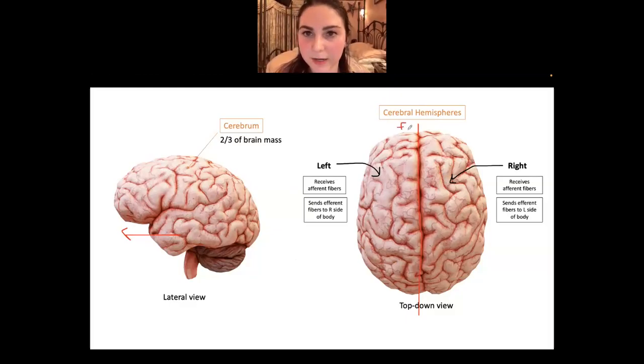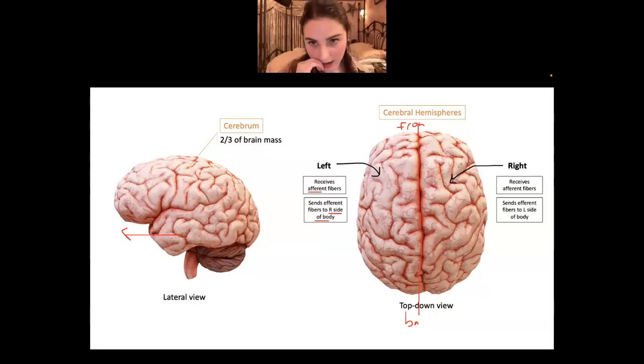So this is the front up here, the front of the brain, and the back of the brain is going to be over here, and then left and right. We'll talk about this a little more with the blood supply, but the left side of the brain is going to receive afferent fibers, fibers going to it, and then it sends efferent fibers to the right side of the body. I hope you guys have heard this before: the left side of the brain controls the right side of the body.